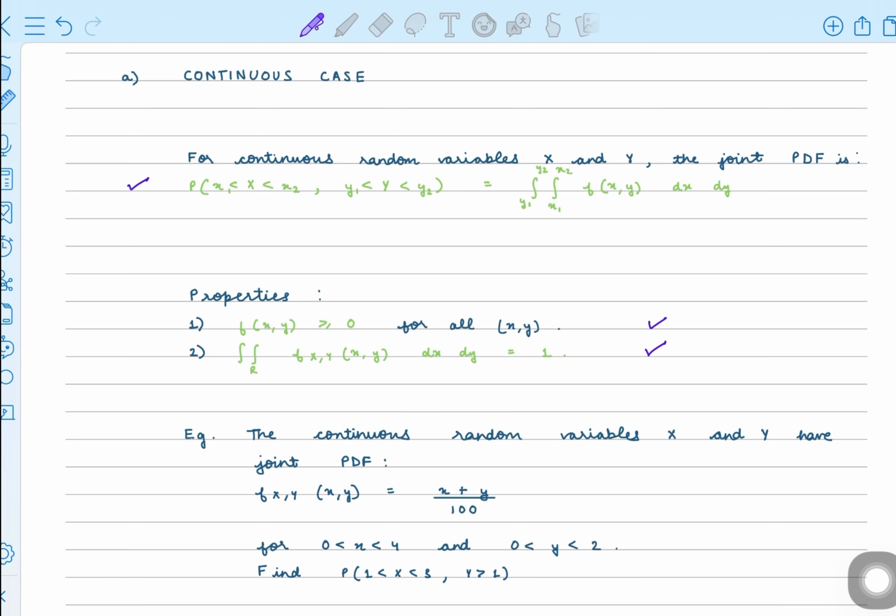Now let's look at an example. The continuous random variables x and y have the joint PDF x plus y upon 100 for 0 less than x less than 4 and 0 less than y less than 2. Find the probability of 1 less than the random variable x less than 3 and the random variable y greater than 1. Let's solve this step by step using this formula.